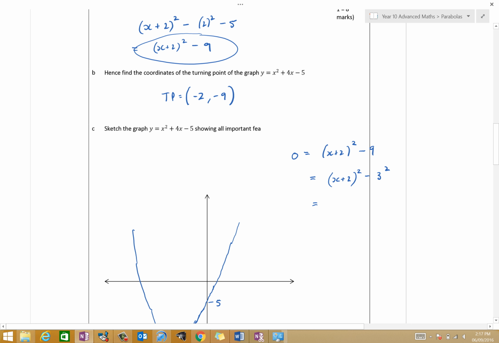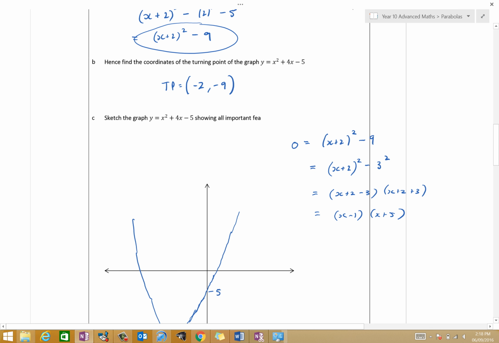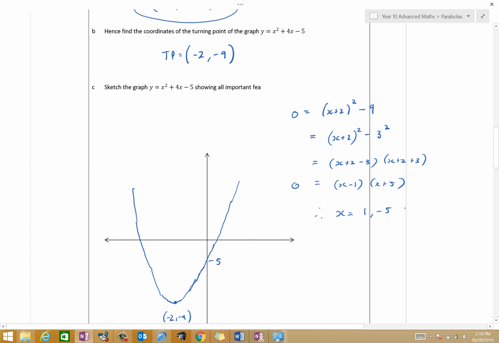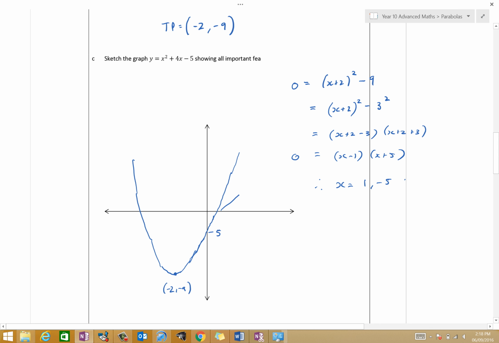Now, a lot of students don't do it this way, which is perfectly fine. (x + 2 - 3)(x + 2 + 3) is what that factorises to, which is (x - 1)(x + 5), which means that if that equals 0, therefore x is equal to 1 and negative 5. So that has a coordinate of (1, 0), and that has a coordinate of (-5, 0).